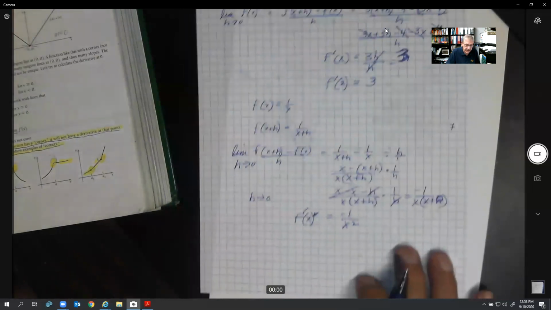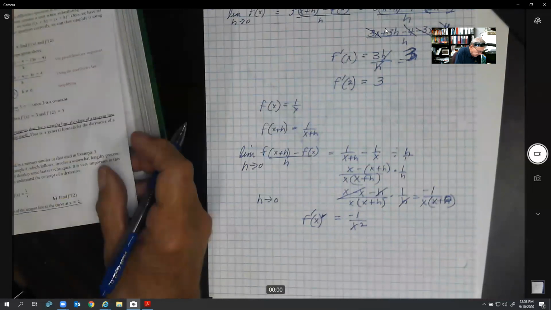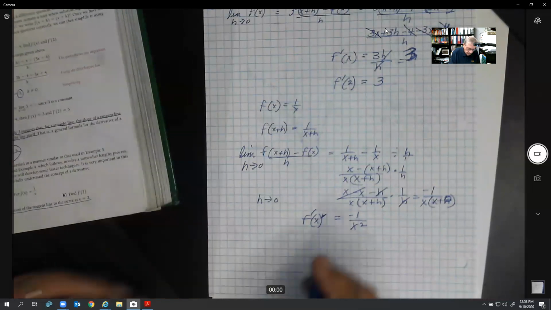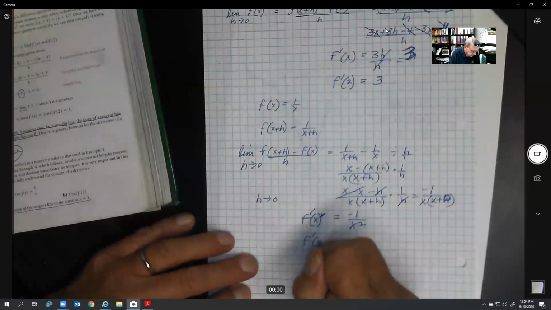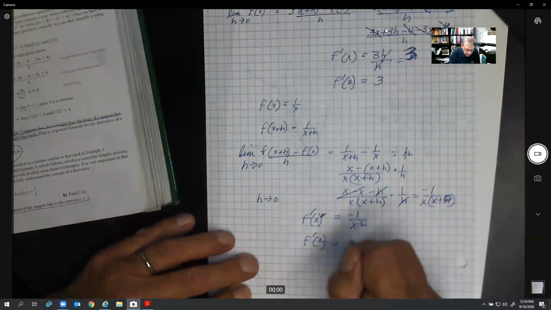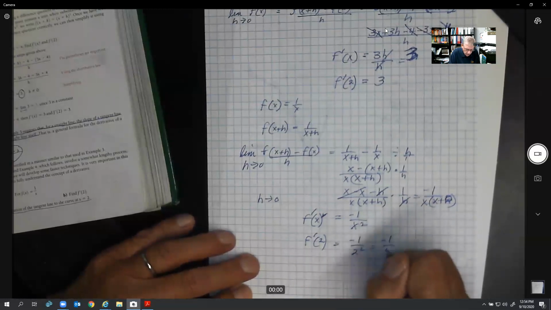Now, the next thing they want us to do is evaluate this one for x of negative 2. Negative 2 squared is just 4. So that's negative 1 over 2 squared, or negative 1 over 4.